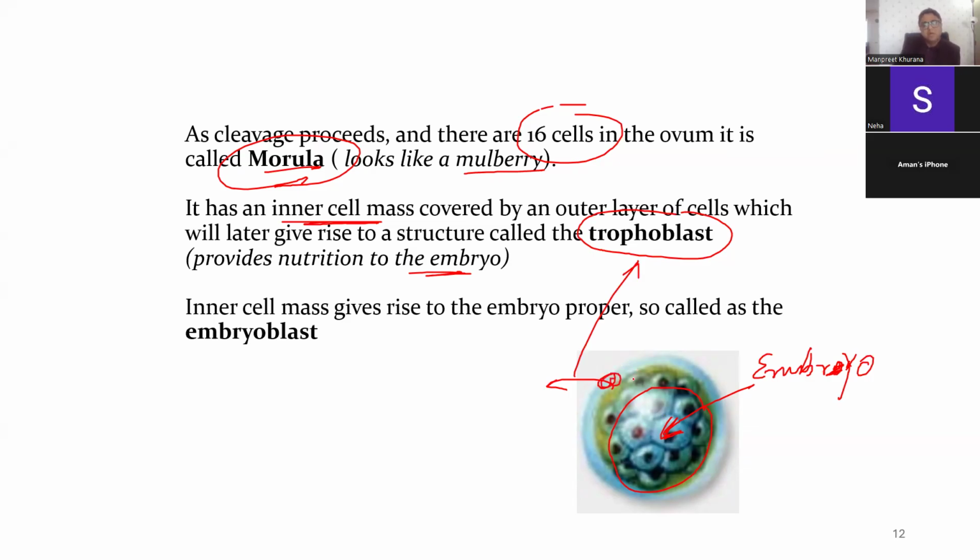We'll see in a little while this trophoblast is also divided into two, syncytio and cyto. So we'll discuss that as we go ahead. Now this inner cell mass gives rise to the embryo proper, so they are called embryoblast. Blast means forming cell, right? Any confusion till now? If you have any confusion, just stop me in between, okay?